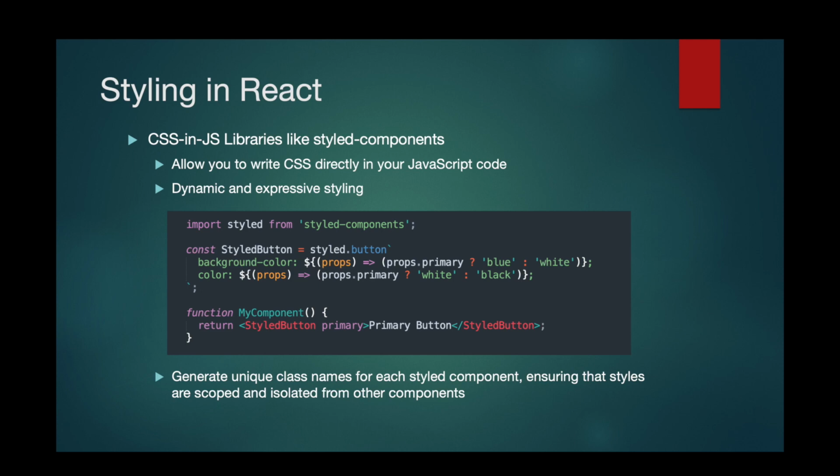Styling in React offers a variety of options to suit different preferences and project requirements. Inline styles provide simplicity and flexibility. CSS modules offer encapsulation and scoping, and CSS-in-JS libraries like styled-components provide dynamic and expressive styling capabilities. The choice of styling method depends on factors such as project size, team preference, and desired features.